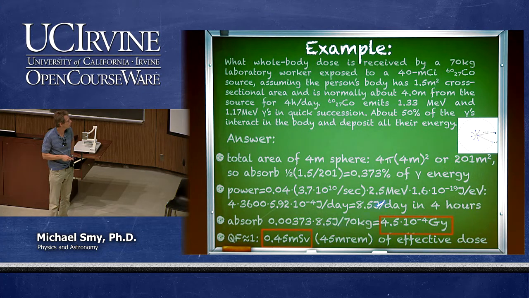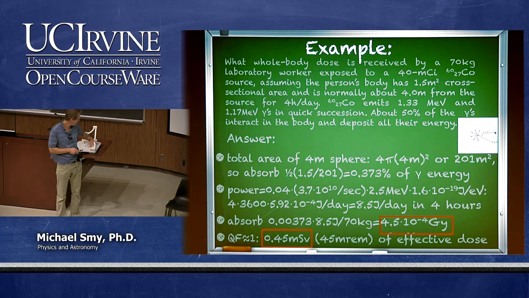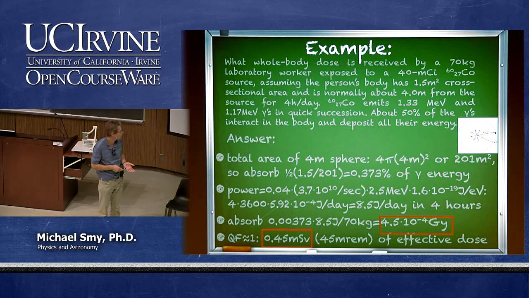That is the power of the entire source. Since we only get 0.373% of that, and then we set it in relation to the 70 kilograms of the person's weight, that gives us a dose of 4.5 times 10 to the minus 4 gray. And for gamma radiation, the quality factor is 1. So we get about 0.45 millisievert of effective dose, which is a fairly large dose. So the person should probably try and reduce the amount of work that close to the source.